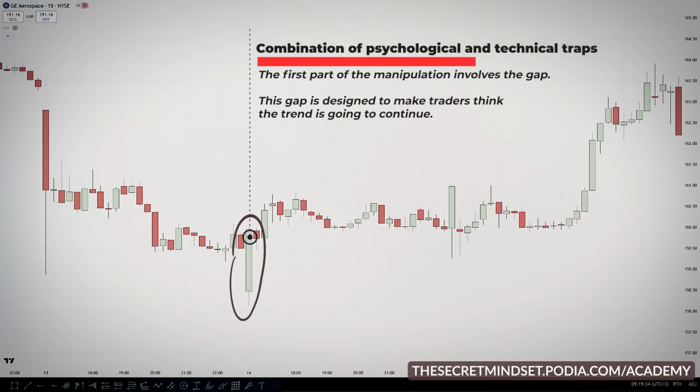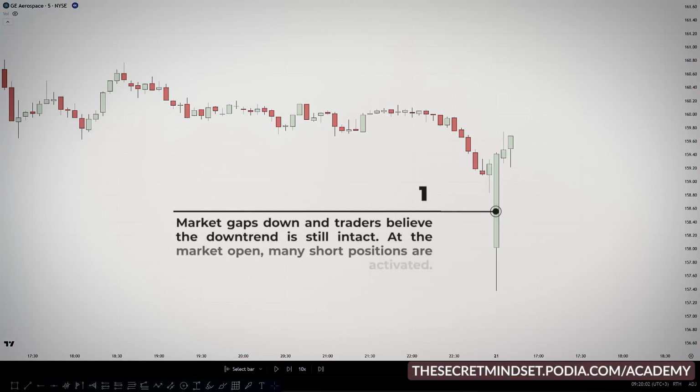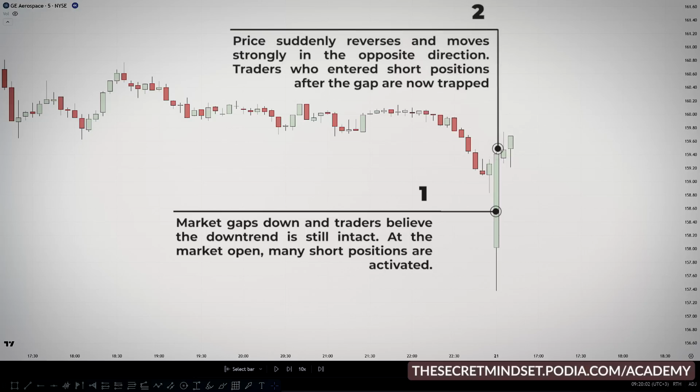The first part of the manipulation involves the gap. This gap is designed to make traders think the trend is going to continue. For example, when the market gaps down in a bullish kicker, traders believe that the downtrend is still intact and that the price will continue to fall. So at the market open, many traders enter short positions. But after the gap, the price suddenly reverses and moves strongly in the opposite direction.